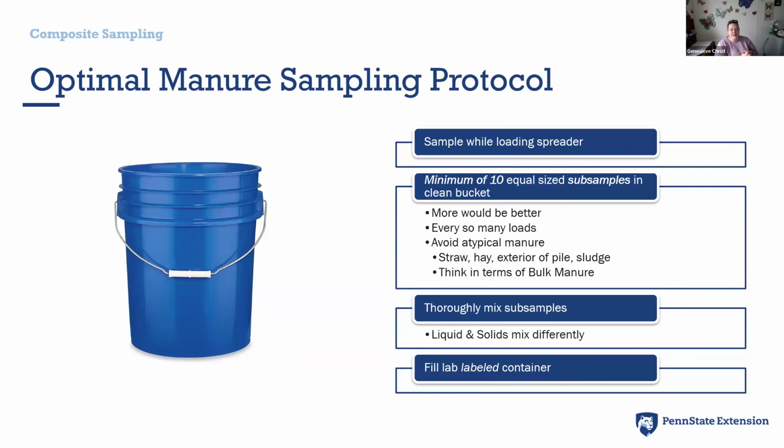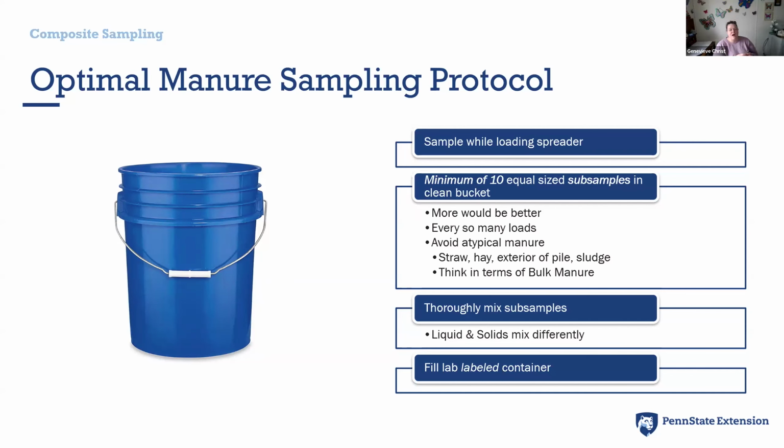You want to make sure that you're avoiding atypical manure. So think about agitation that occurs, how long it takes to agitate. If you've got a section of manure that's coming out and it's thicker, it's got straw, hay, it looks different than the rest of the manure that you've been taking subsamples for, we want to avoid that. So we want to think about, if we're going to try and capture the whole tank, we need as many subsamples as possible.